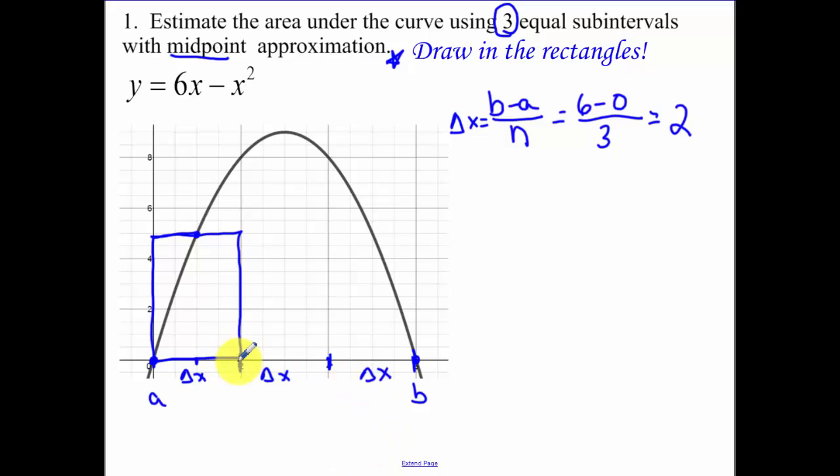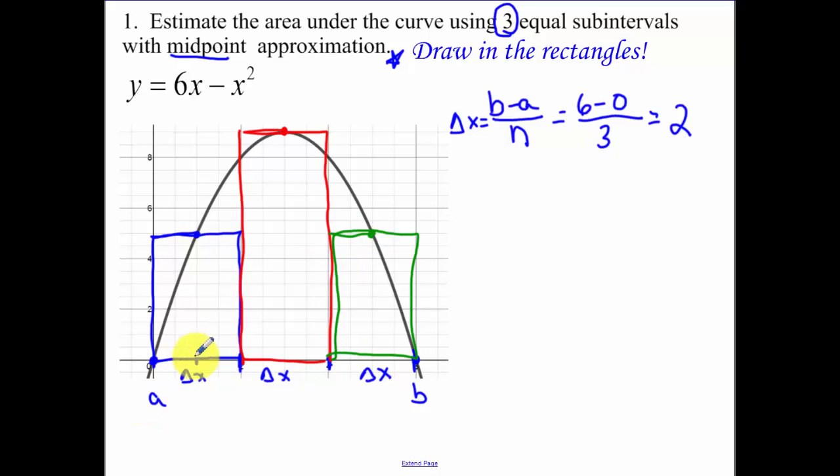Another one, the midpoint between 2 and 4 is 3. You go up to that function value, and this is your second rectangle that we're going to be finding the area of. And then our third one, you go halfway in between 4 and 6, you go up here, that's going to be our last rectangle that we're going to find the area of.